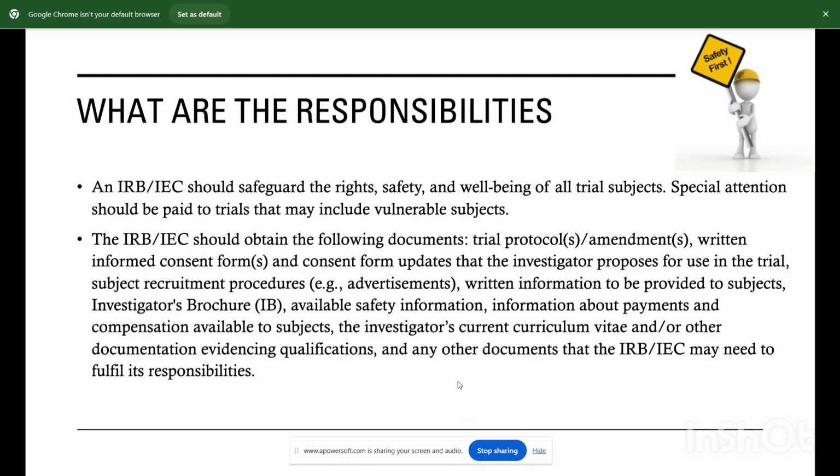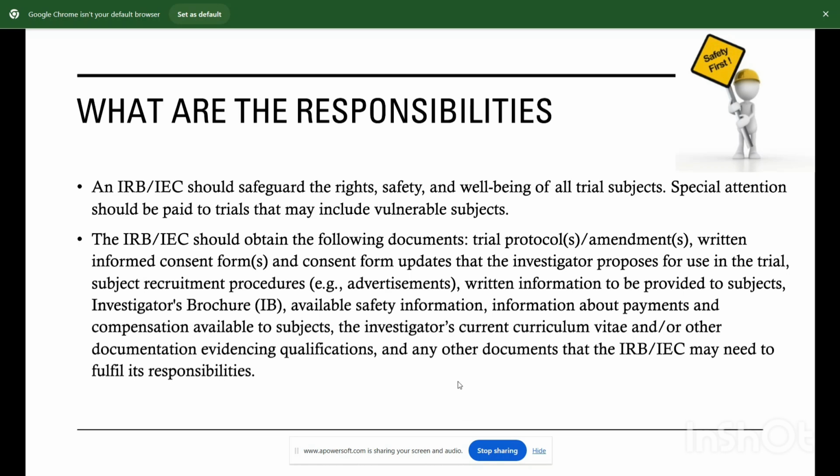So what are the responsibilities? As I said, as in the definition, they have to safeguard the rights, safety, and well-being of the trial subjects. If any vulnerable subjects are involved in the study, they have to give them special consideration and attention.